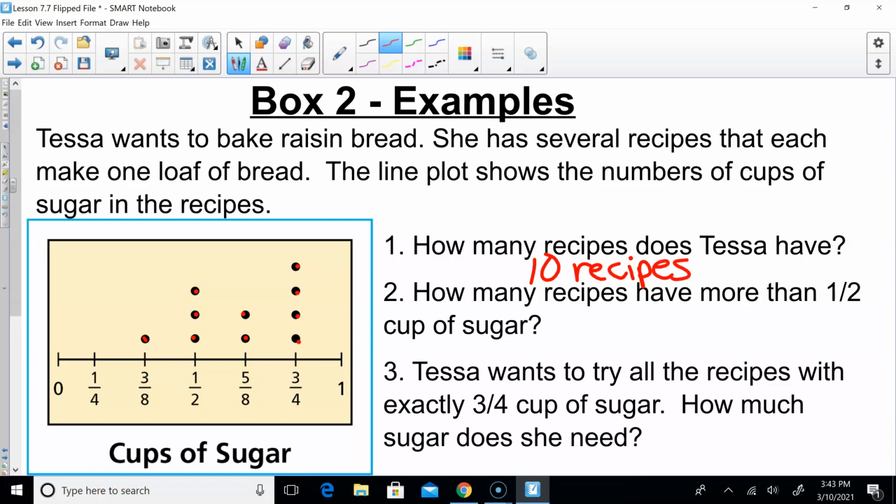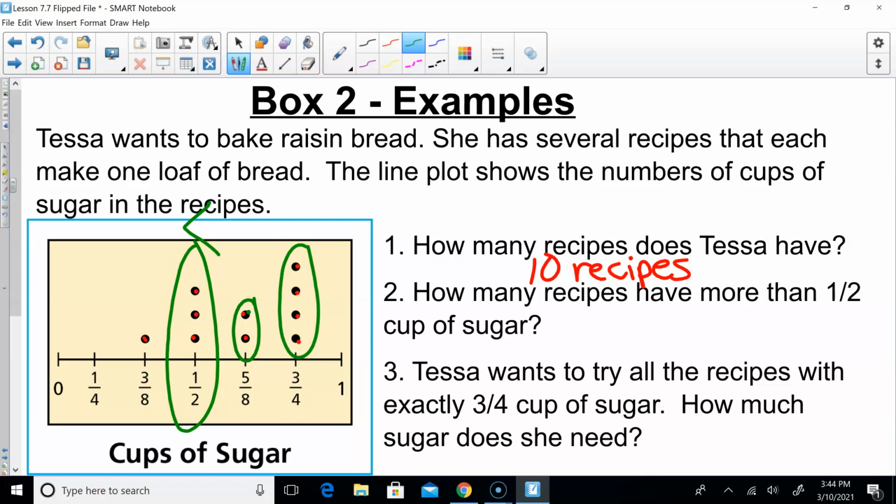The next one, how many recipes have more than 1/2 cup of sugar? You can make your guess right now. So have more than 1/2. So here's the 1/2 amount. So we know 3 have exactly 1/2, but we want more. The numbers on this side would be greater than 1/2. So I have to include all of these recipes as well. So how many have more than 1/2?